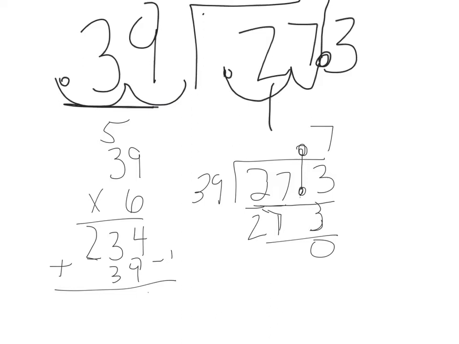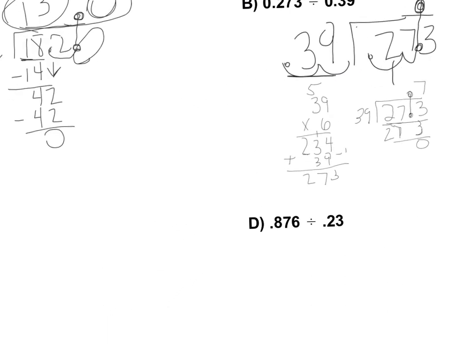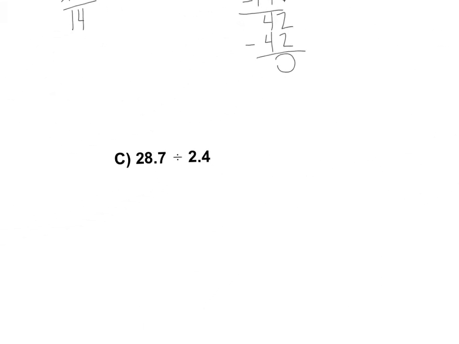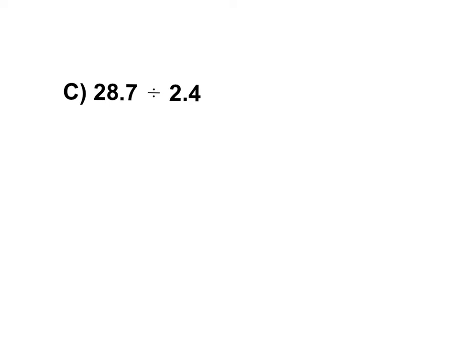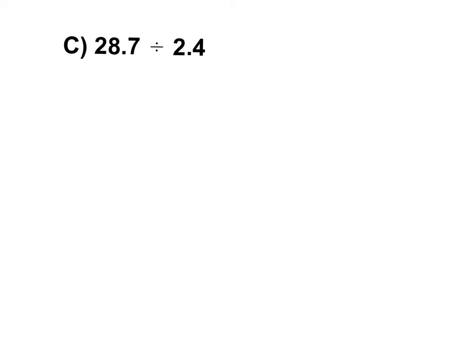So 4 plus 9 is 13. 3 plus 3 is 6, plus 1 is 7. Oh, and there's our 273. So look at that. That's how we figured that one out. Okay. Next example. Make sure you write these down. Okay.